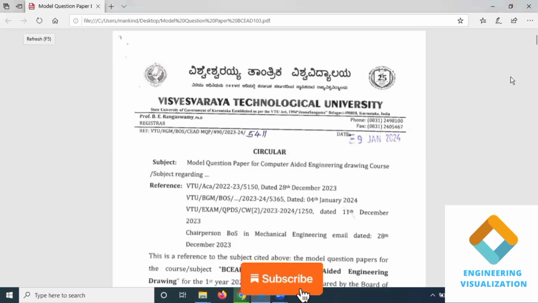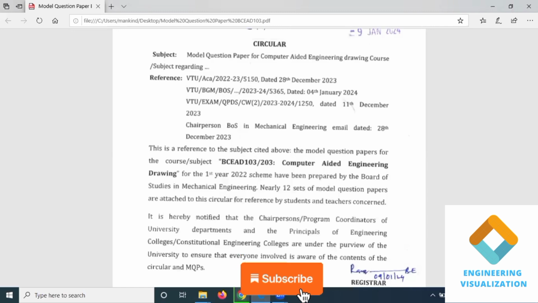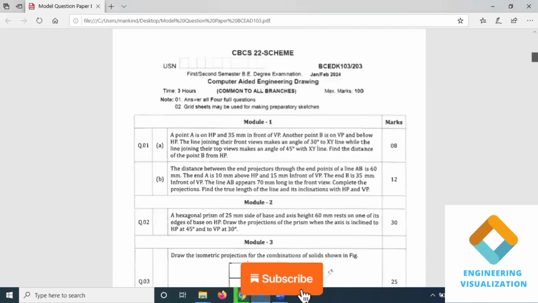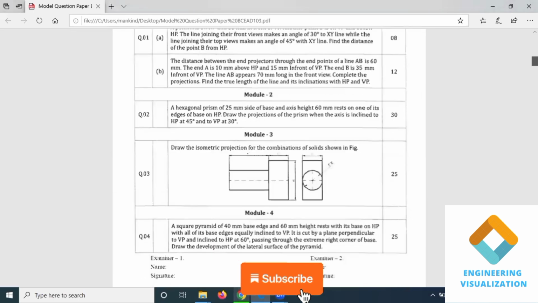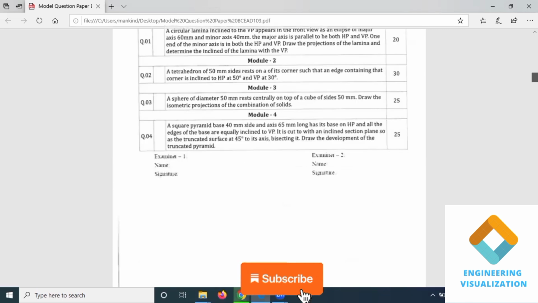Today we are going to solve problem number 2 from projection of solids in model question paper 3, VTU computer aided engineering drawing. I want you to watch the video till the end so that you can understand the step by step procedure of how we are going to complete this projection of solids. In that we have the hexagonal prism problem with bit angle. You need to follow each of the steps one by one. You can see in this video I am able to solve this problem in less than 15 minutes.